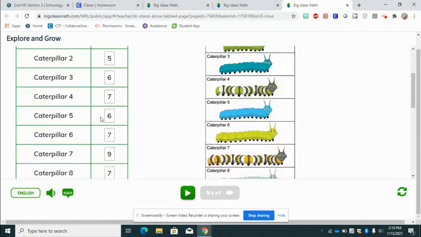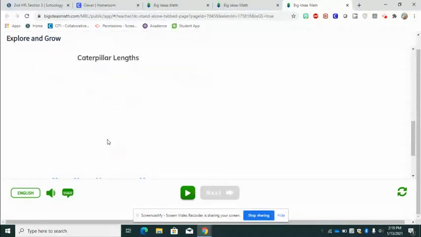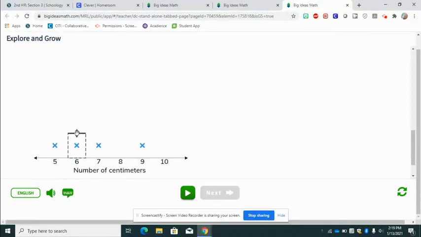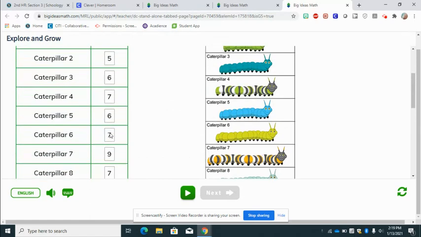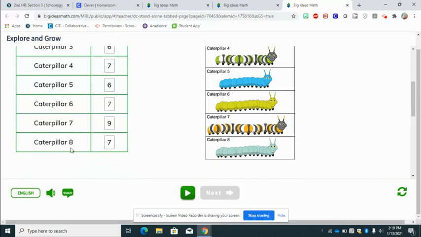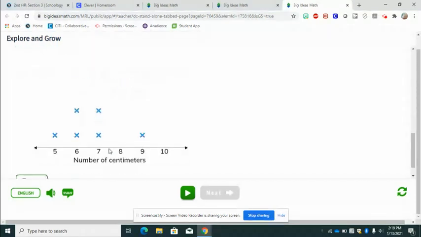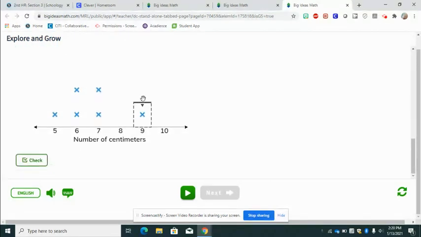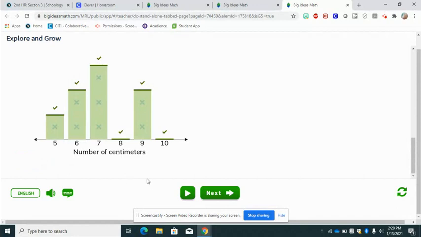Now we're going to look at Caterpillar 5, which was 6 centimeters, and Caterpillar 6 is 7 centimeters. So we'll do a 6 and a 7 again. So there will be 2 X's over the 6 and the 7. Okay, and then Caterpillar 7 is 9 centimeters, and Caterpillar 8 is 7 centimeters. So we're going to do one over the number 9 and another one over the number 7. Okay?